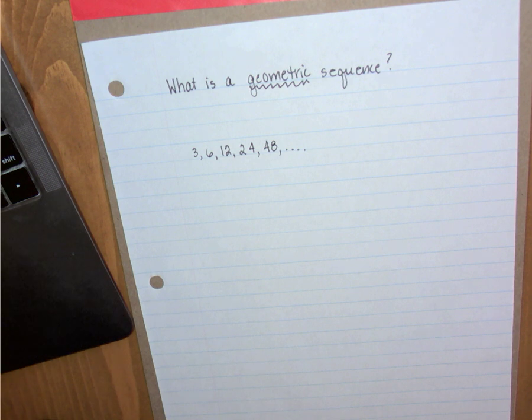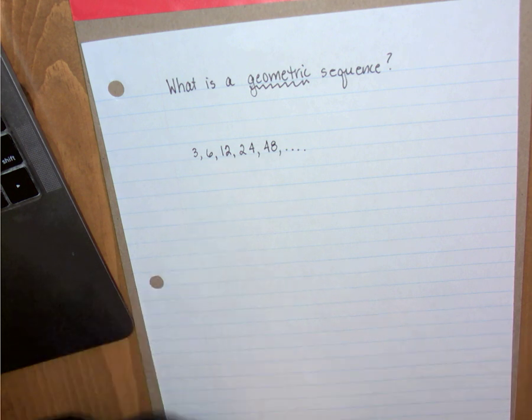So you are aware that a sequence is a list of numbers. And then there are different types of sequences. The one that we talked mostly about last week was called an arithmetic sequence. And if you remember, an arithmetic sequence is one where you add the same number every time. And we're going to talk about a geometric sequence this week.